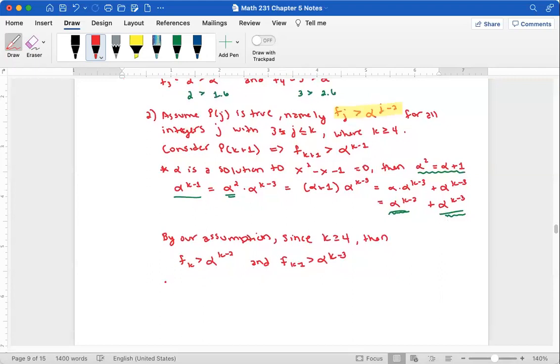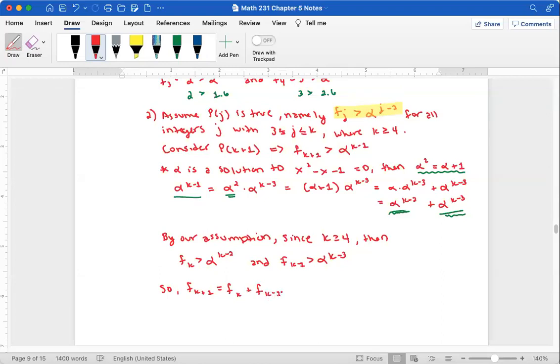All right, we're almost done. So f sub k plus 1 is going to be based on the two previous Fibonacci numbers.